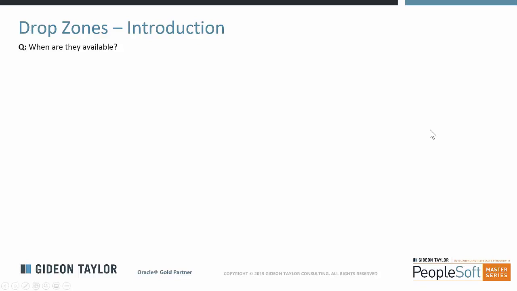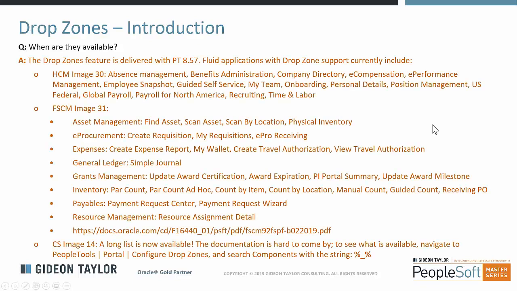When are drop zones available? Well, that depends on the pillar that you're on. First off, you do need PeopleTools 8.57. That's kind of a prerequisite. That doesn't mean that there are drop zones available. It just means that you've got the prerequisite covered. The actual drop zones that you are going to make use of are delivered in various PUMs.